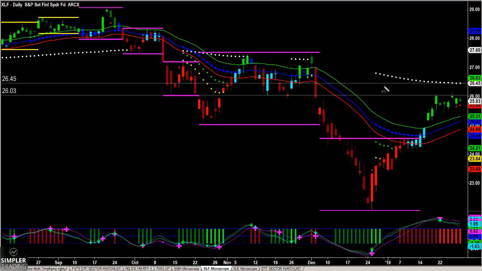From a technical perspective, again, the 200 is in play, this Darvis level is in play, and as is what we call the Ready Aim Fire, which is an indicator that shows when a market is oversold and then overbought.